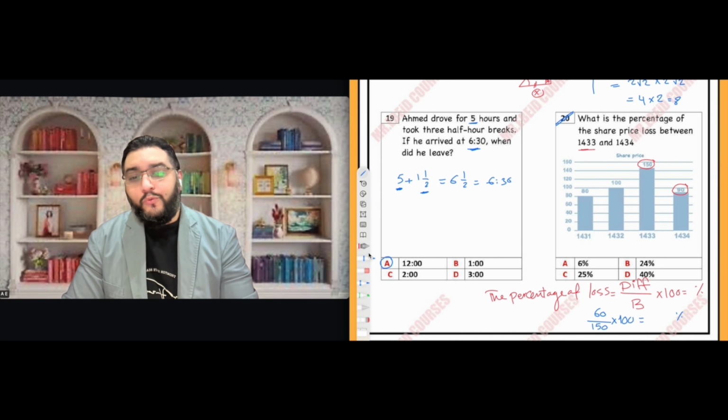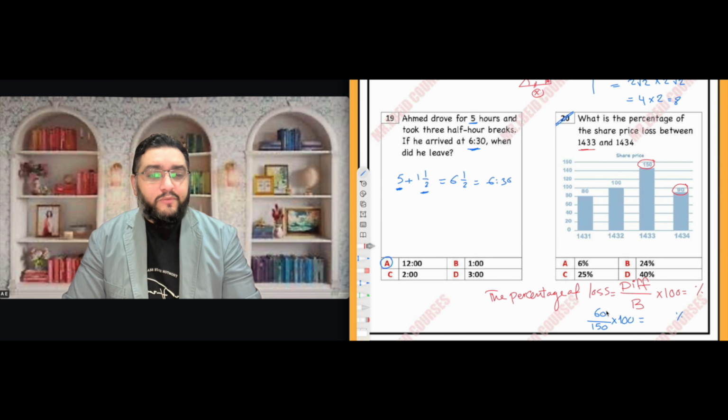Now we will simplify. You can cross 10 with 10. Divided by 3, it will be 2. Divided by 3, it will be 5. Divided by 5 from the denominator, it will be 1. Divided by 5, it will be 20. So the final answer is 2 times 20, which equals 40%. So the answer is 40.